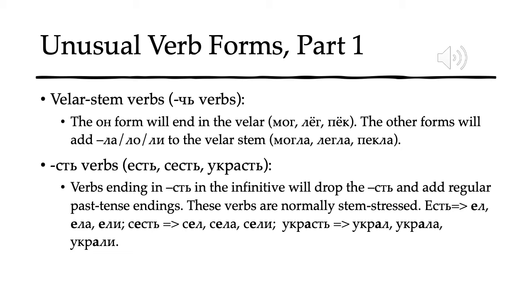And then another group of verbs, which is not very large but is important, are these verbs that end in сть in the infinitive. And in this case, it's quite simple. You drop the сть and add regular past tense endings. And these verbs are frequently going to be stem stressed, so it's pretty simple. So есть, to eat, becomes он ел, она ела, они ели. Сесть, to sit down, он сел, она села, они сели. Украсть, to steal, он украл, она украла, они украли. So that's pretty straightforward.